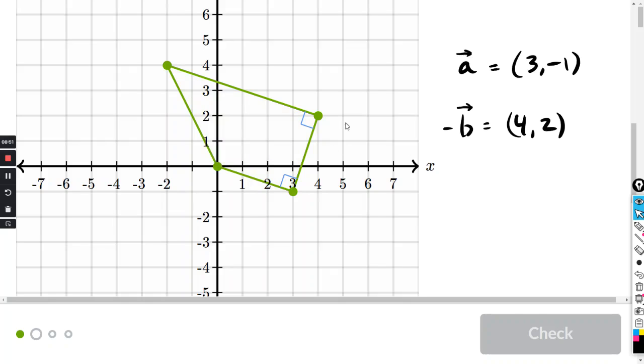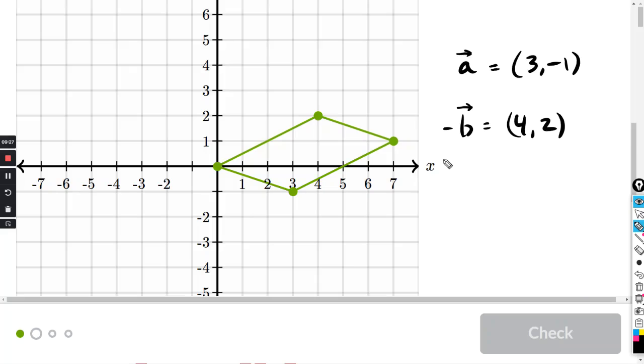So you want to make sure you take the other arm that's connected to the origin. I'm going to go 4 on the X and then 2 on the Y. So this is vector A. This one is negative B. Basically you want to take this point and make a parallelogram out of it. It looks like it's already a parallelogram, but one thing you can do to make sure is just add the two vectors. So I have A and negative B.